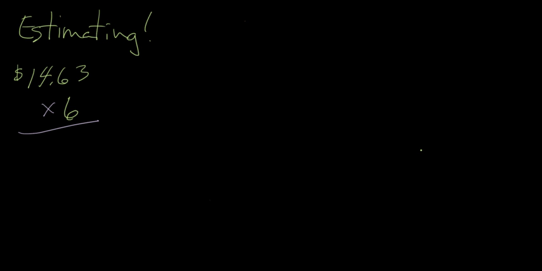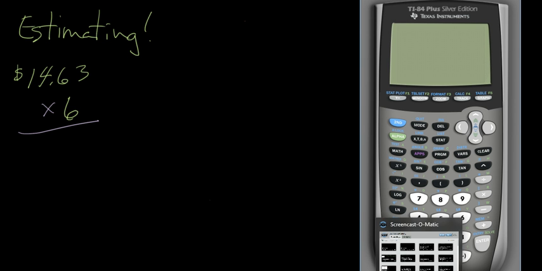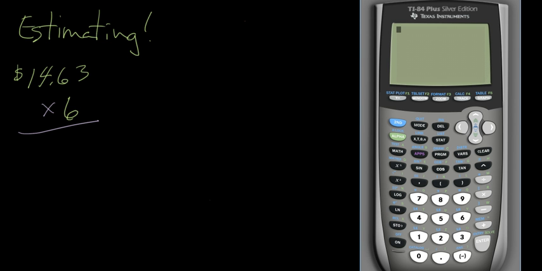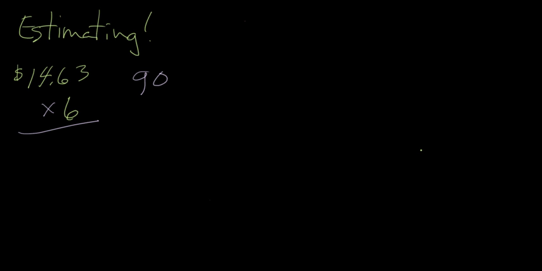So the first thing you do is you grab your calculator and you say, okay, let's see, turn this thing on, and I got 14.63 times 6. And the answer is 87.78. So we say, okay, I'm going to estimate that. That's 90. $90 for 6 shirts like that. Now, the problem with this is that you didn't estimate. You calculated and rounded off your answer.